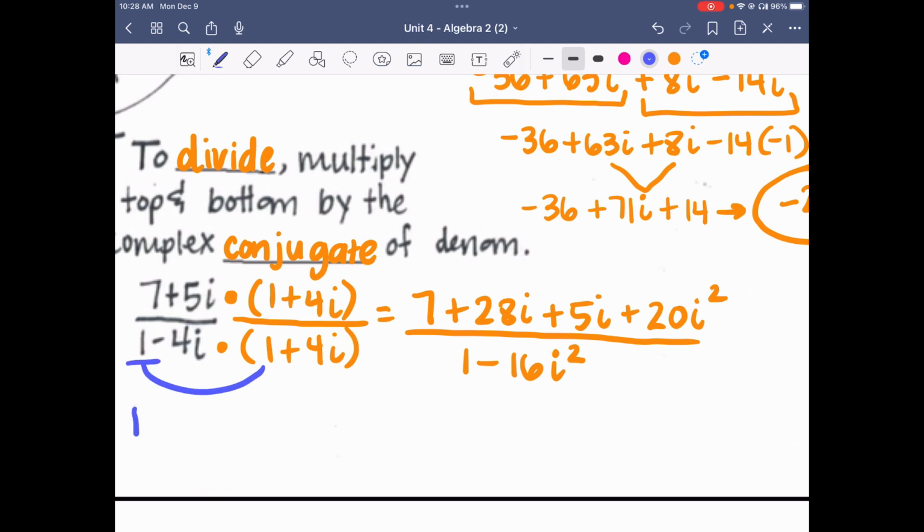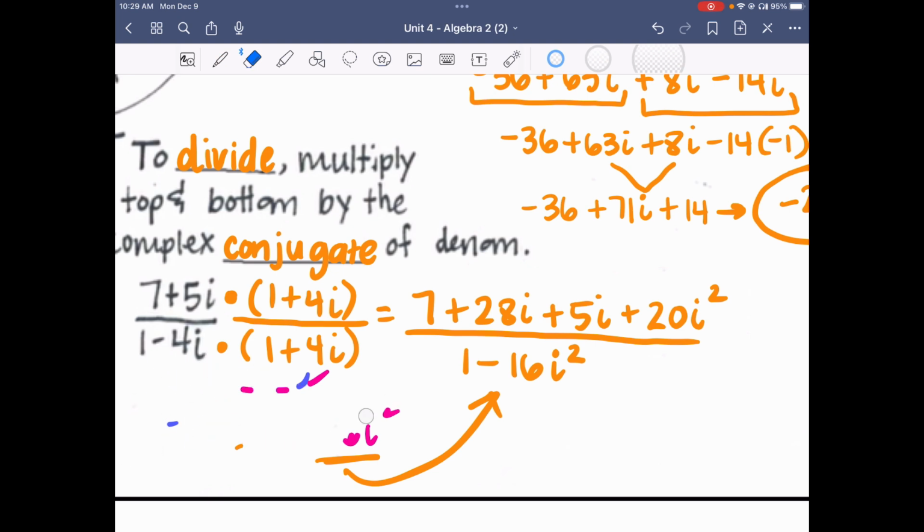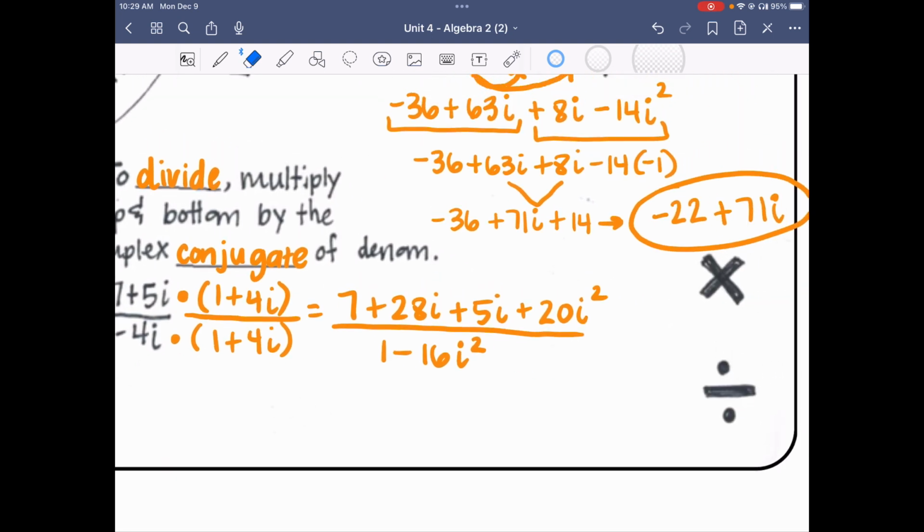1 times 1 is 1. 1 times 4i is 4i. Negative 4i times 1 is minus 4i. And then minus 4i times 4i would be minus 16i squared. And so these middle parts, as you see, cancel, and I end up with just 1 minus 16i squared, which is what I had. Okay, let's go ahead and wrap it up, though, now that I showed you where that comes from. We are just simplifying here, replacing i squared with negative 1, etc.